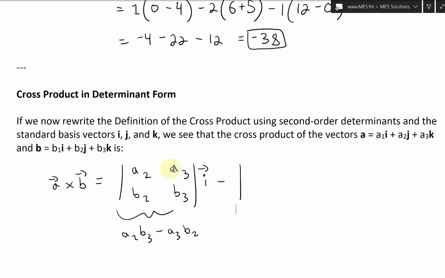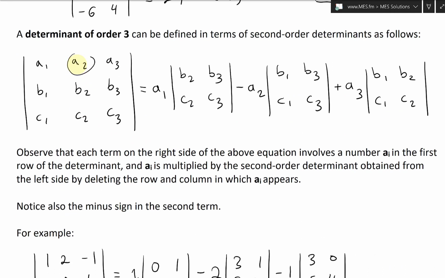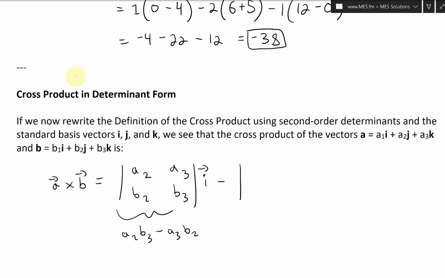So this is a2 a3. The next one, remember how this is. So you'll have this, and then cover it up. You'll have a1, then a3, and then b1, b3, and so on. This is going to be a1, a3, b1, b3, and this is going to be our j, or the y-axis.